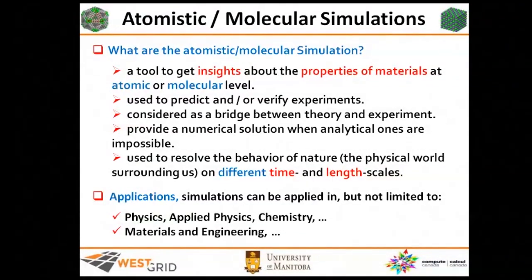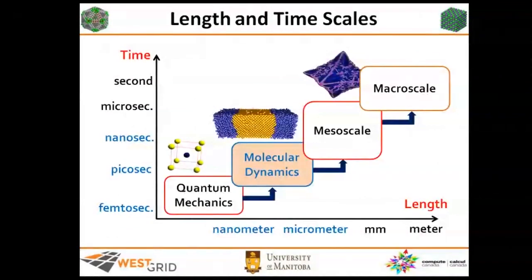They are applied in physics, applied physics, chemistry, materials, and engineering, and so on. So in this slide, I will show you there are different kinds of simulation. For example, if you are running quantum mechanics, you have access for a very short time in the order of femtoseconds. For this simulation, they are time expensive, so you cannot use more than 100 atoms or so on.